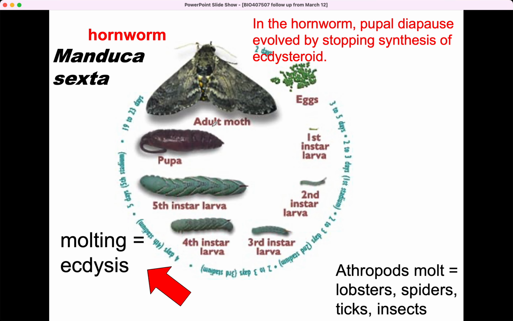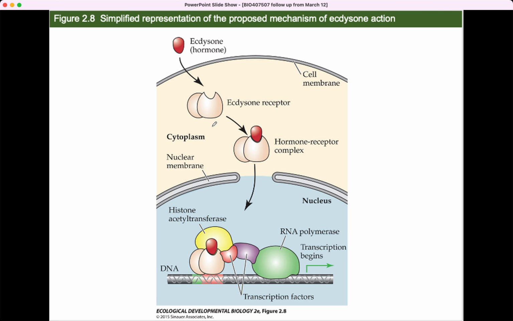again, up here in the upper right, in this hornworm that I study, it appears that pupal diapause evolved simply by stopping synthesis of ecdysteroid. And that could lead to all these other features like that, including that central feature of, if you're going to try to extend your time before you reproduce, you better extend your lifespan. So it kind of connects to that.